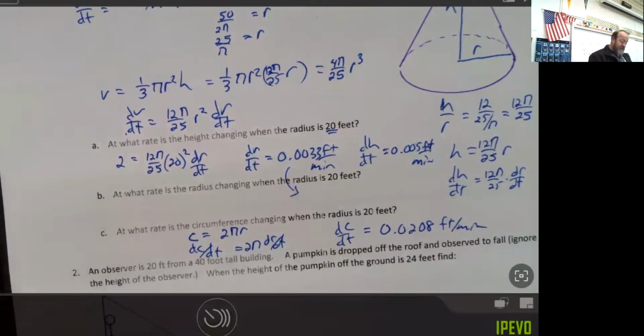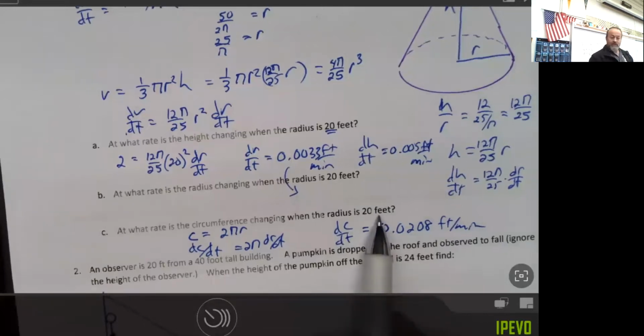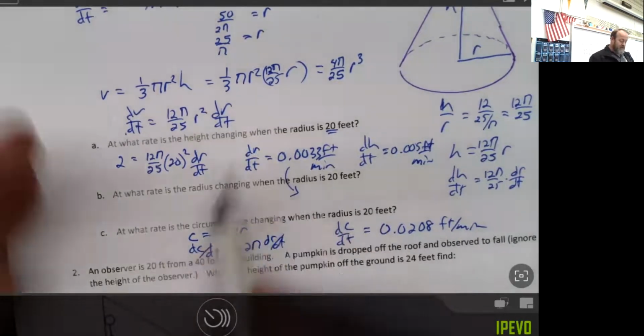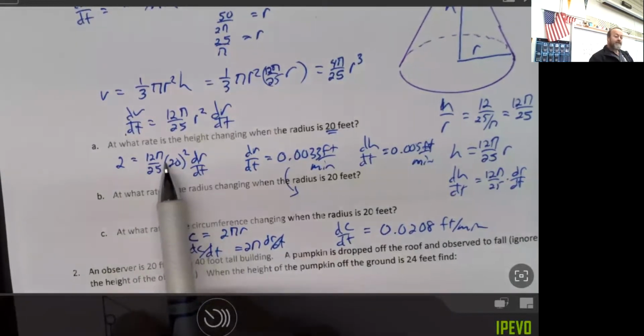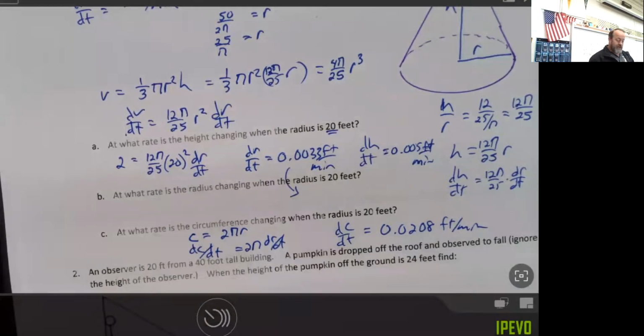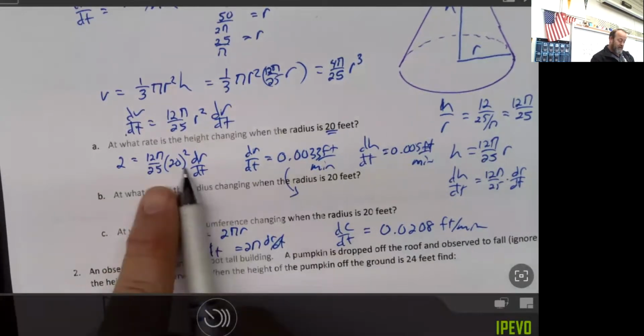Now, again, all of this stuff would be predicated on that moment when it is at 20 feet, because all of this is being dealt with that. Because remember, dr/dt was found based on that 20. It would actually be something else at a different moment in time because dr/dt would change.